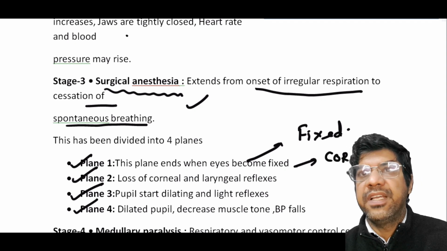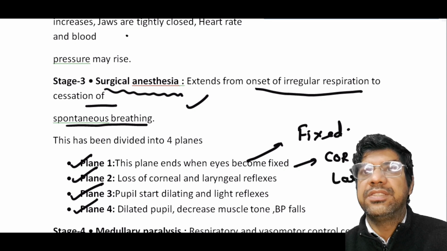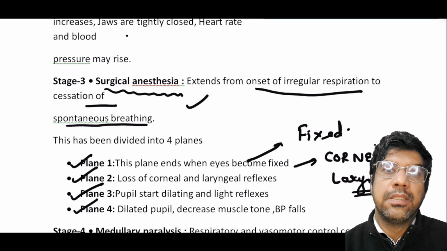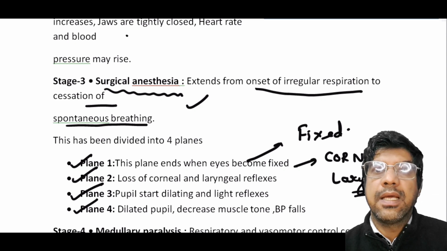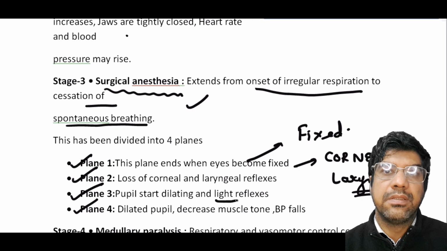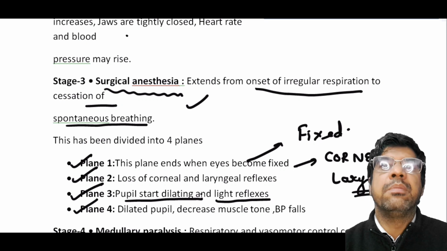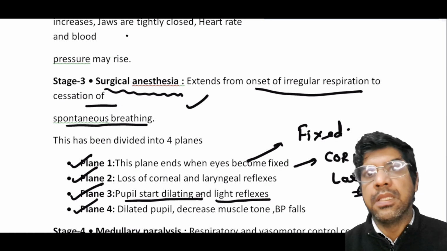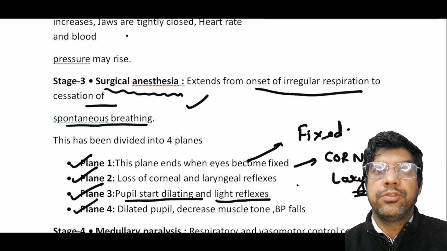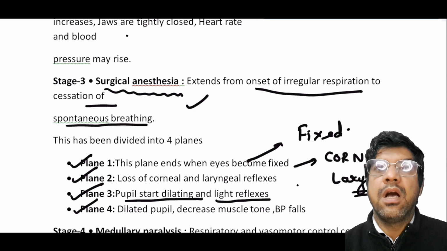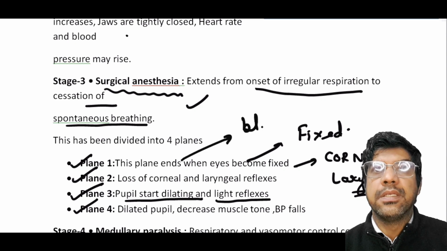So in which phase are corneal and laryngeal reflexes lost? It's plane 2. In plane 3, there is pupil dilation, and there are changes in the light reflexes. And in plane 4, the pupils are dilated, there is decrease in muscle tone, and apart from that, there is a drop in the blood pressure. So in this stage, the anesthetist would monitor the vital signs closely, including the pupil size, the reflexes, and the blood pressure.